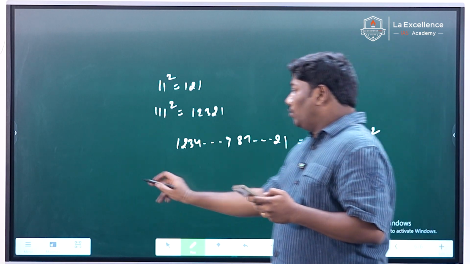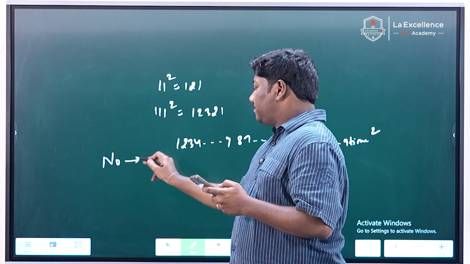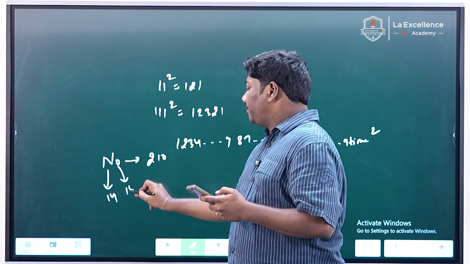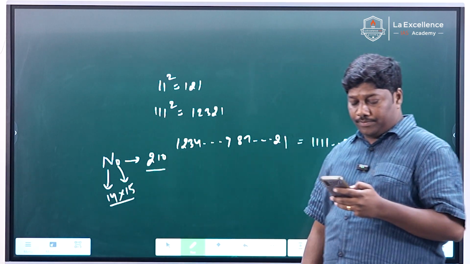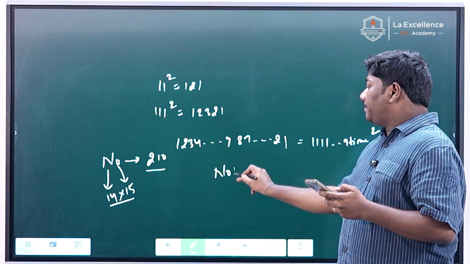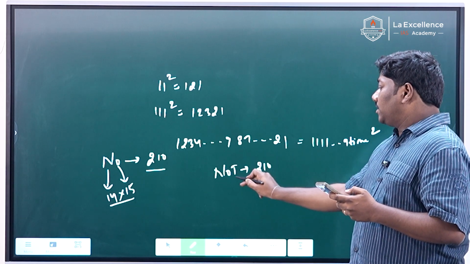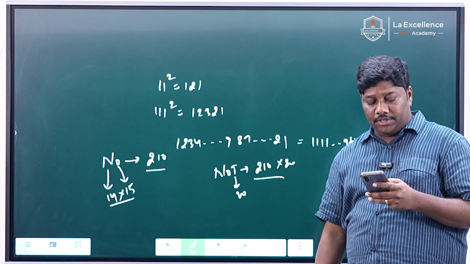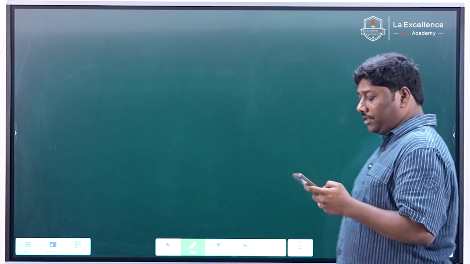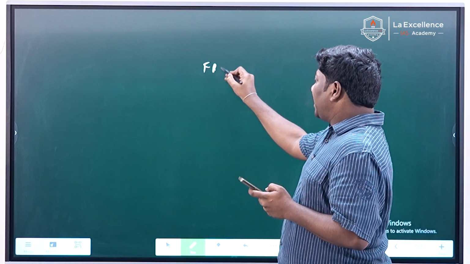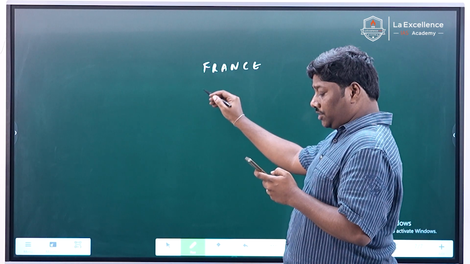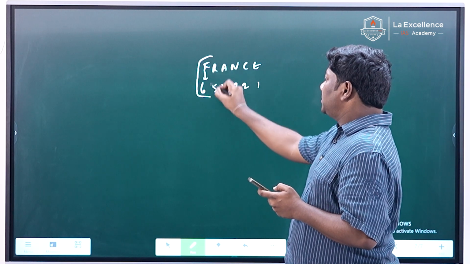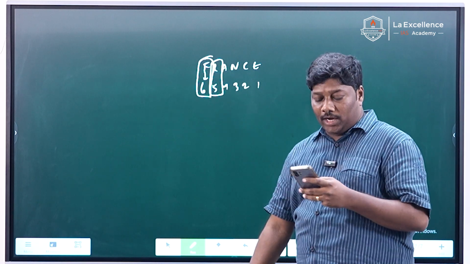And there is one question like NO is coded as 210. N is 14, O is 15, 14 into 15 is 210. And for NOT, T is added: 210, T is 20, so into 20. Like that, you can do coding and decoding also, a simple question. And one more question from coding and decoding, very, very simple: FRANCE is coded as 654321. It's a direct coding. F is coded as 6, R is coded as 5, and so on like that.